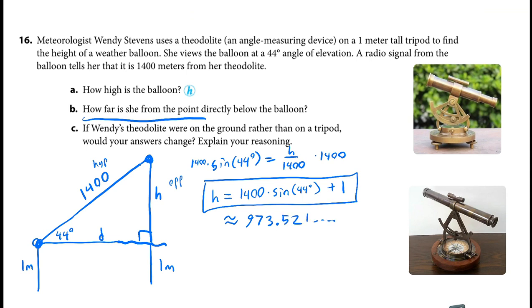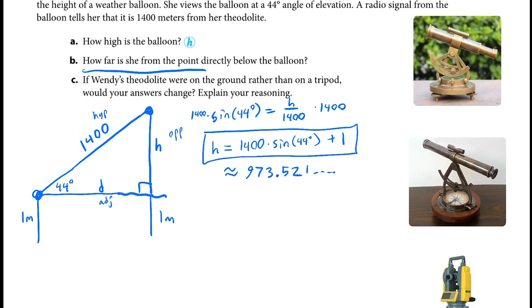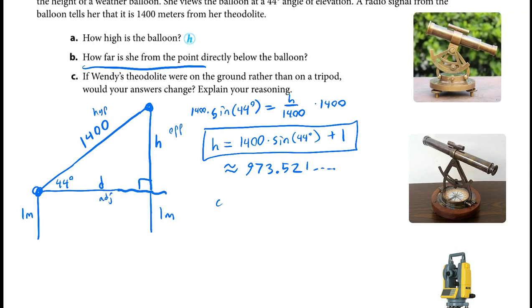973.521. Okay, and then the horizontal distance we do very similarly, except this is the adjacent. I'm going to use the starting value just in case we made a mistake with the height. We always want to try and use the given values. So here we have cosine, CAH, adjacent over hypotenuse. So cosine 44 is the adjacent side distance over hypotenuse 1400. So we multiply by 1400 on both sides. This time we don't need to add the 1. And so we get the distance horizontally is 1400 times the cosine of 44 degrees.